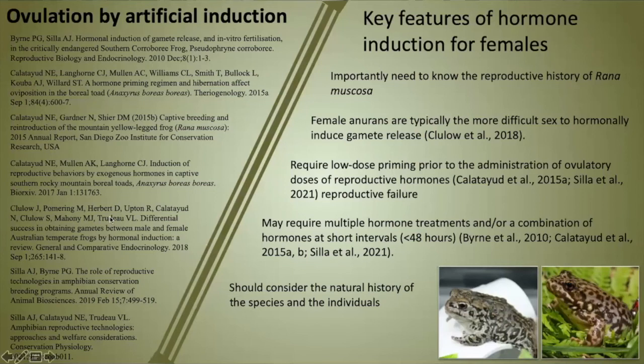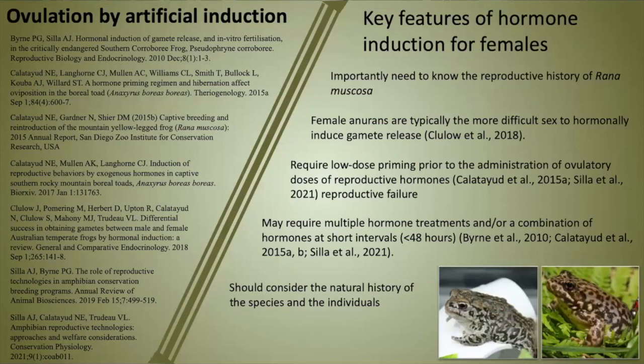So anyway, like I said, some of the key features of understanding hormone induction in females is to have a little bit of knowledge about what the breeding history of your animals is. If you've never worked with these animals in captivity, then chances are you need to collect some of this information before you decide to go down the ARTs road. Female anurans are typically a little bit more difficult to induce hormonally compared to males, and this is very variable across species and even genera.